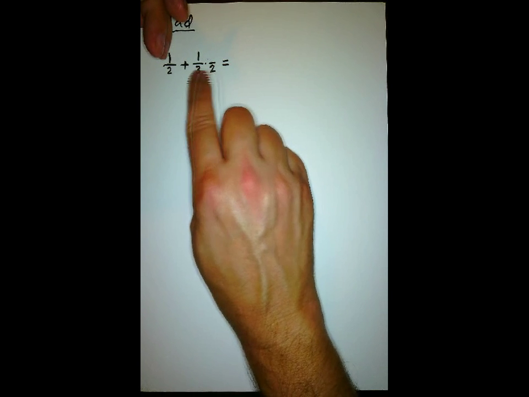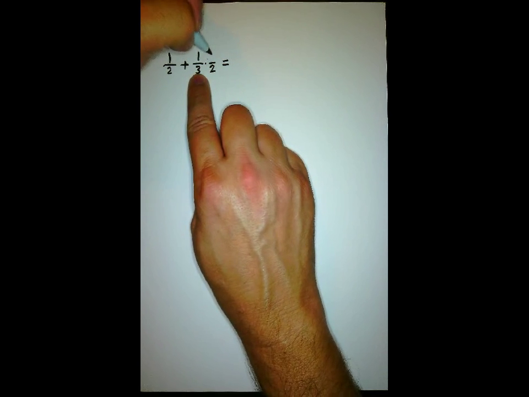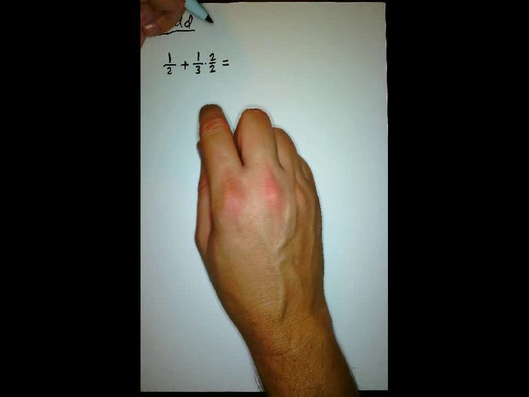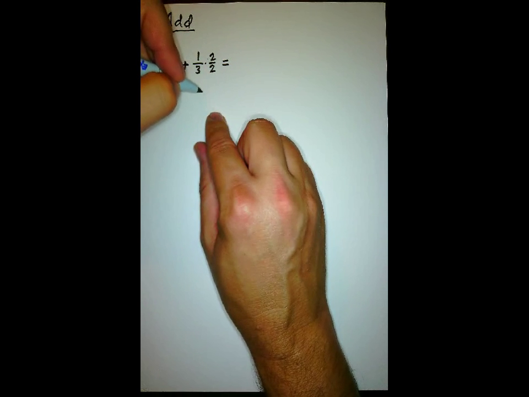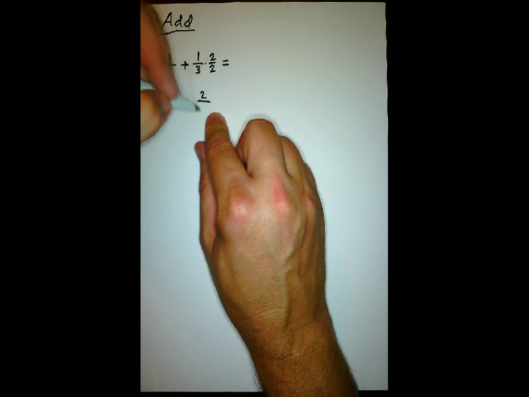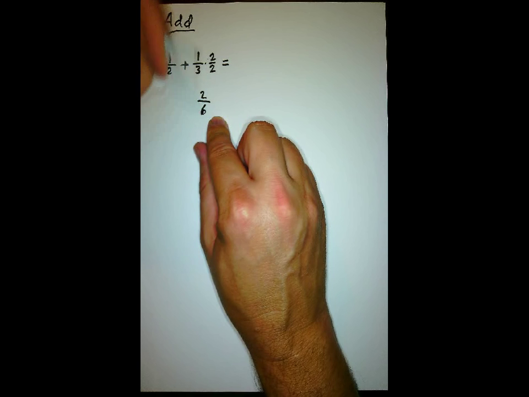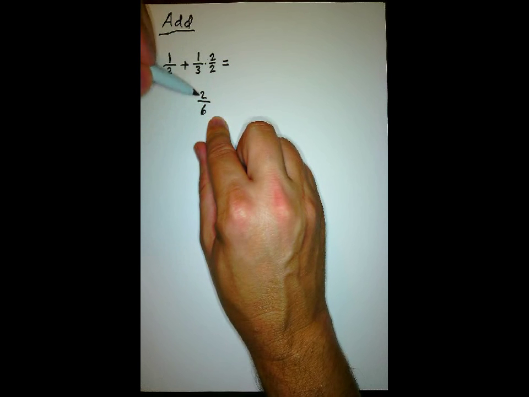Alright, and whatever I multiply on the bottom, I have to multiply on the top. So I did a 2 on the bottom, I'm going to do a 2 on the top. So 2 times 1 is 2. And 2 times 3 is 6. Alright, so this is this fraction converted to a different fraction so that we can have a common denominator.